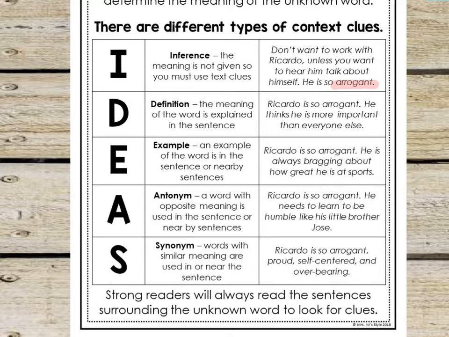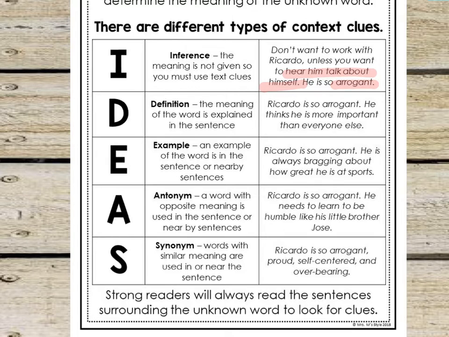Don't want to work with Ricardo unless you want to hear him talk about himself. He is so arrogant. This author gave an inference clue to help the reader determine the meaning of the word arrogant. Notice how the author said he likes to hear himself talk about himself. This is the clue to help us understand that the word arrogant must mean a person that thinks very highly of themselves, maybe even too highly. It is an inference clue because the meaning is not given, and you must use that clue, hear him talk about himself, to help us determine the meaning of the word arrogant.